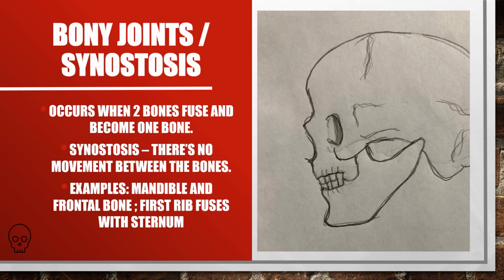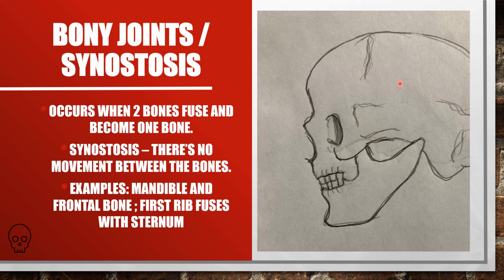Alright, so our first major classification of joints will be the bony joints. This occurs when two bones fuse and become one bone. This is also called the synostosis because there's no movement occurring between those bones, and this can be seen between the mandible, the jaw, and the frontal bone up here.